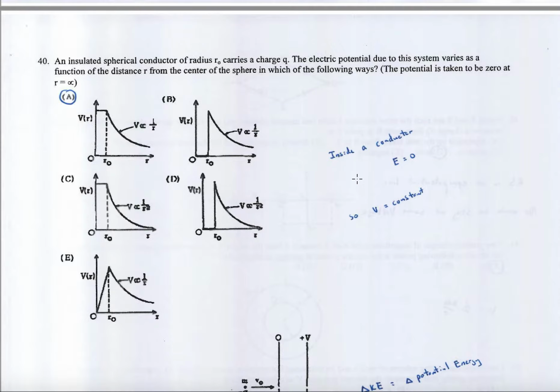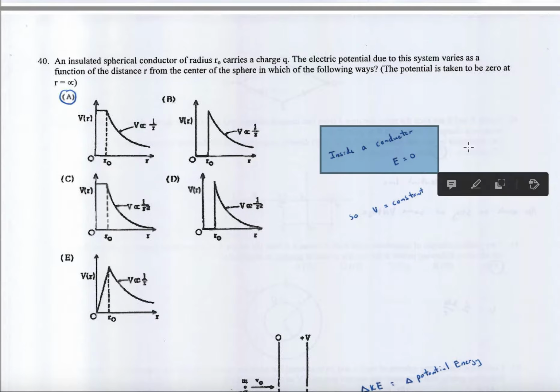Okay, so we know that inside a conductor, we have an electric field of 0. But if the electric field is 0 inside of it, that means the voltage is constant inside of it. It doesn't mean that the voltage is 0. It means that the voltage is constant. It's actually whatever the voltage was on its surface, that's what the voltage is inside.